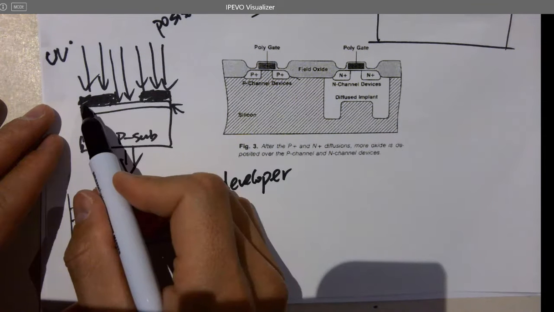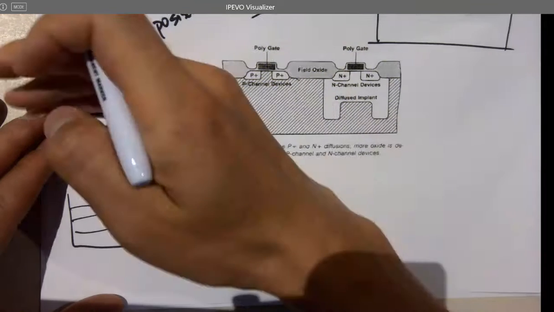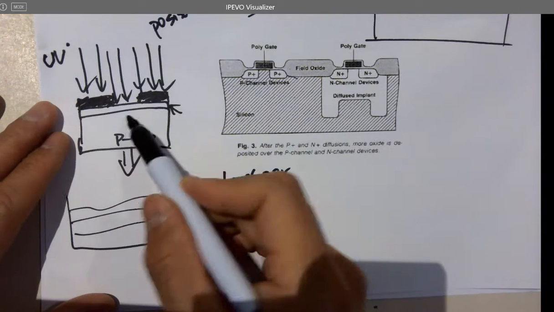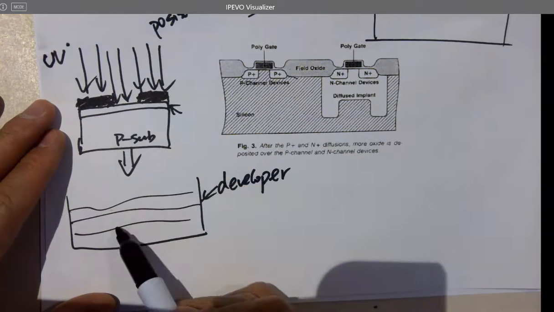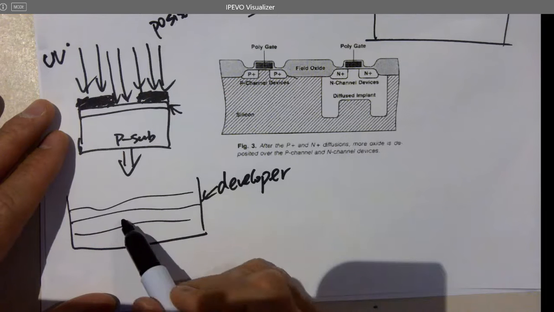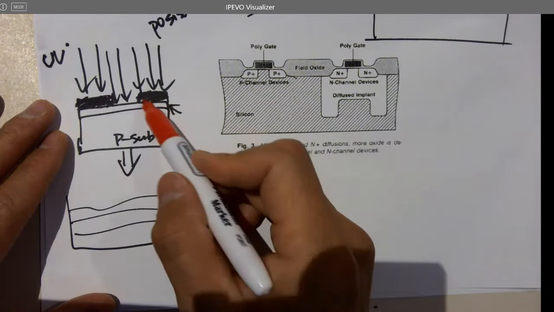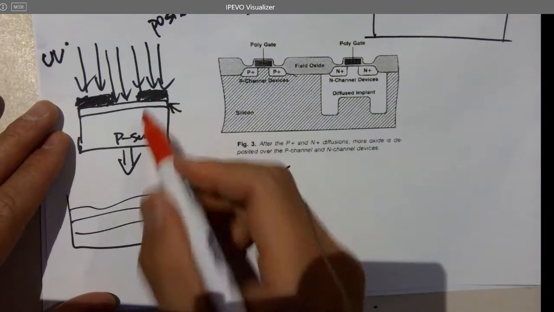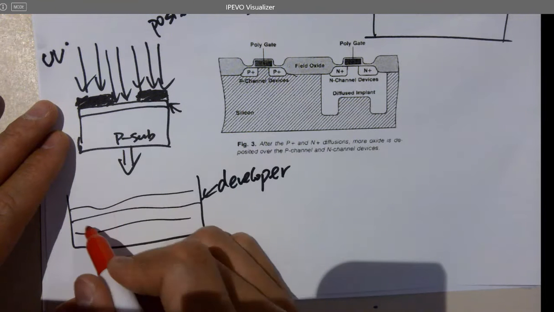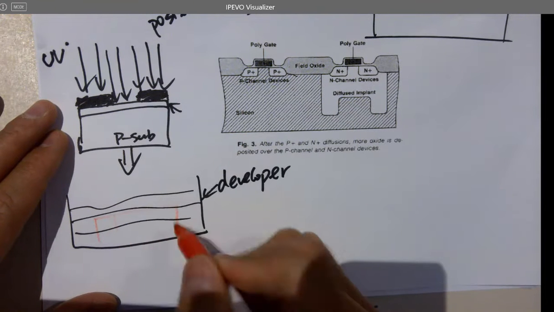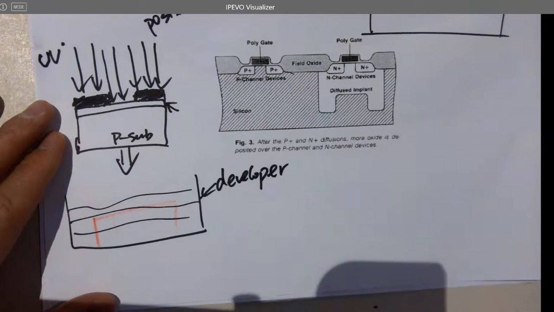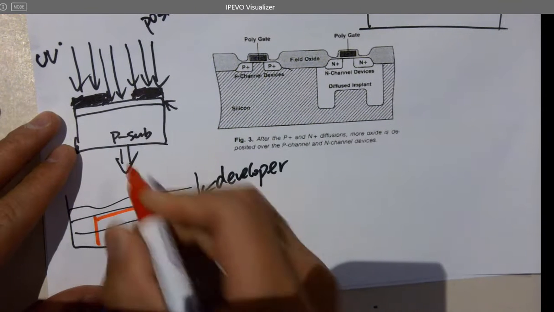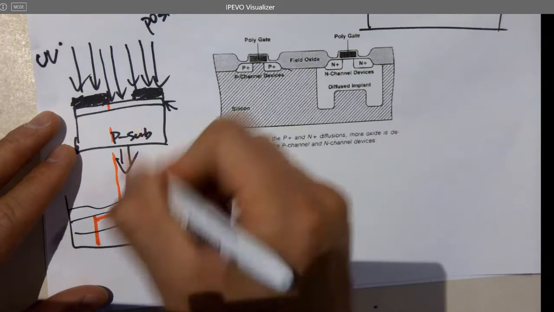And so you take the mask away from the silicon wafer, and then immerse it inside a developer, which is going to remove all the unexposed photoresist, and only this part is going to stay.